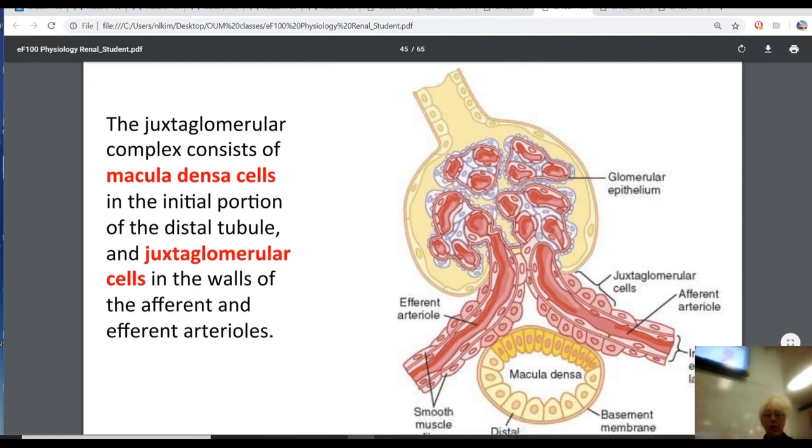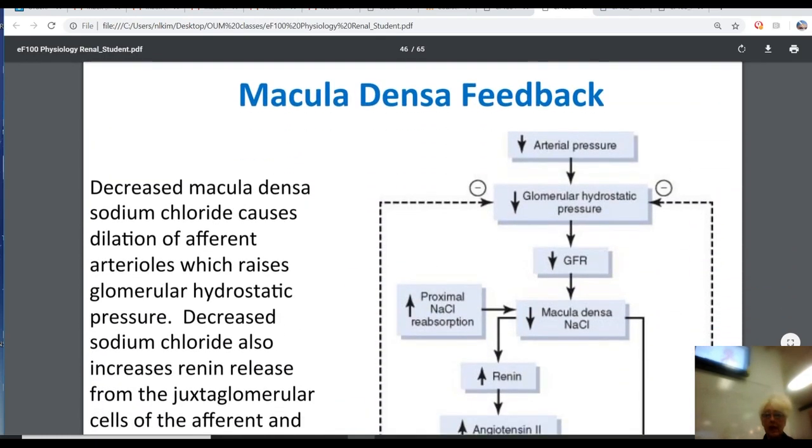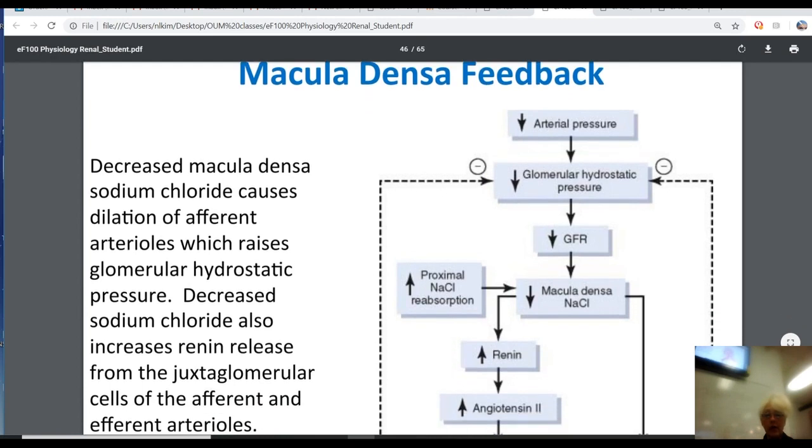Here we go. Once again, we see it in a little bit different drawing. You see the different specialized cells. You see the glomerulus, the epithelium, the afferent and efferent arterioles. And these are the macula densa cells that we talked about in the juxtaglomerular complex next to the afferent arterioles. It's the sodium chloride that can cause dilation of these, which can therefore raise the glomerular hydrostatic pressure.